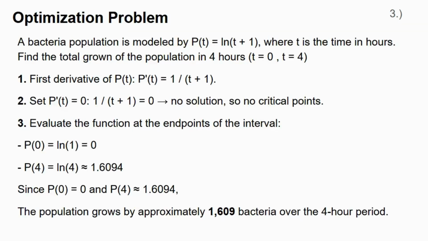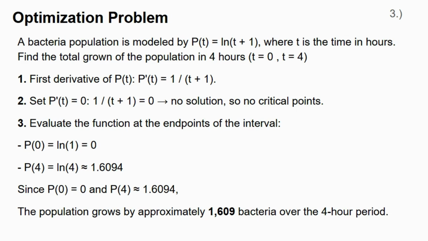So next, we can solve an optimization problem involving a bacteria population using the given function. The population is modeled by the function p of t equals natural log of (t plus 1), where t is the time in hours. And our goal is to find how much the population grows over 4 hours.